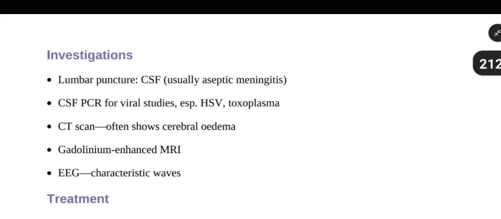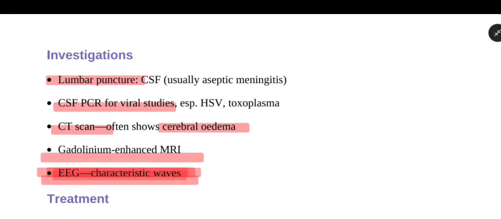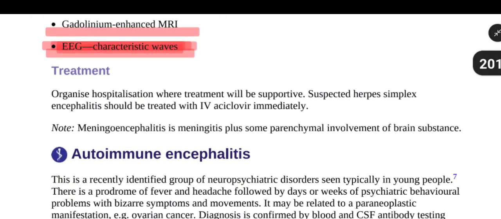So for investigation, we will go for lumbar puncture to analyze CSF for signs of infection, CSF PCR for viral studies, CT scan to assess brain structure and inflammation or cerebral edema, gadolinium enhanced MRI, EEG. EEG has a characteristic wave in encephalitis. Treatment is usually supportive, but if we suspect herpes simplex, we will give IV acyclovir immediately.